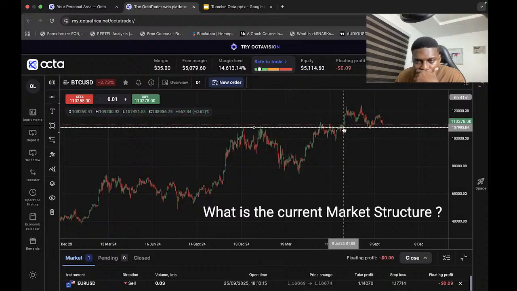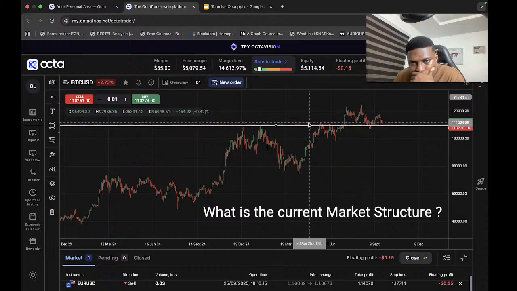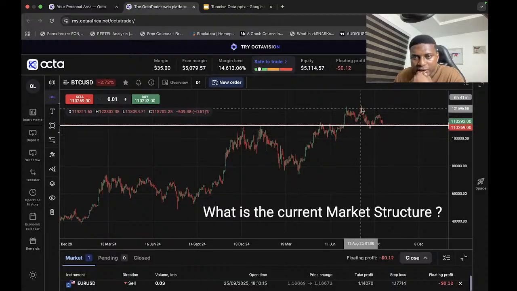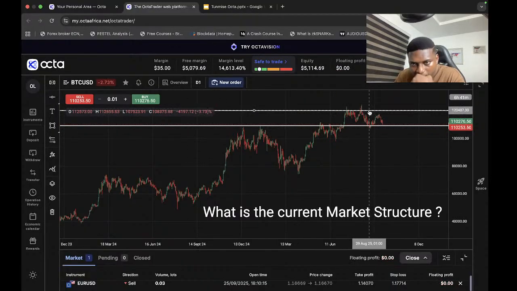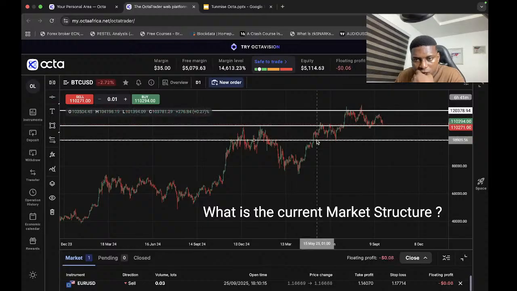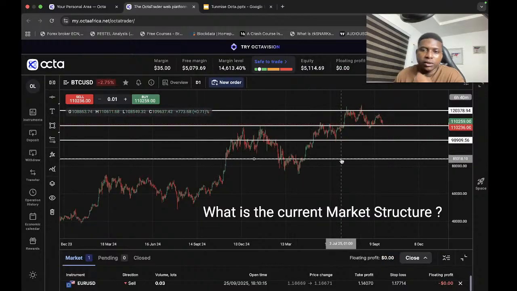So we do this. There's a level of resistance here. It turned support. There is another level of resistance here. There is another level of resistance here. And there is another level of resistance, another level here.